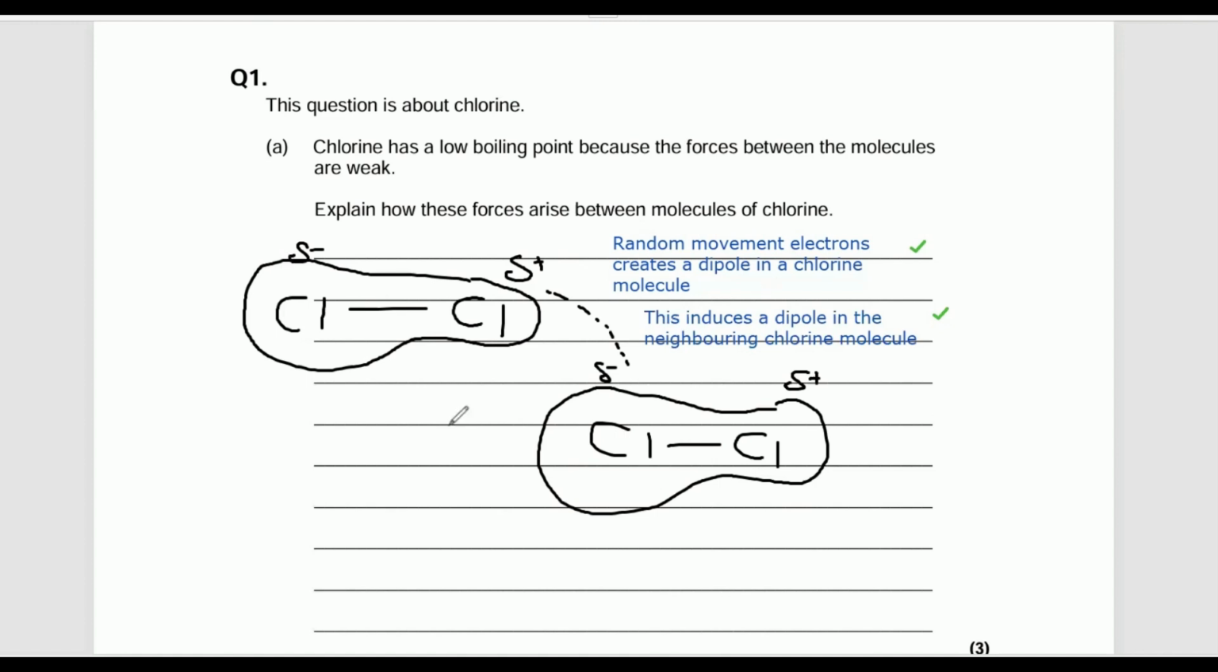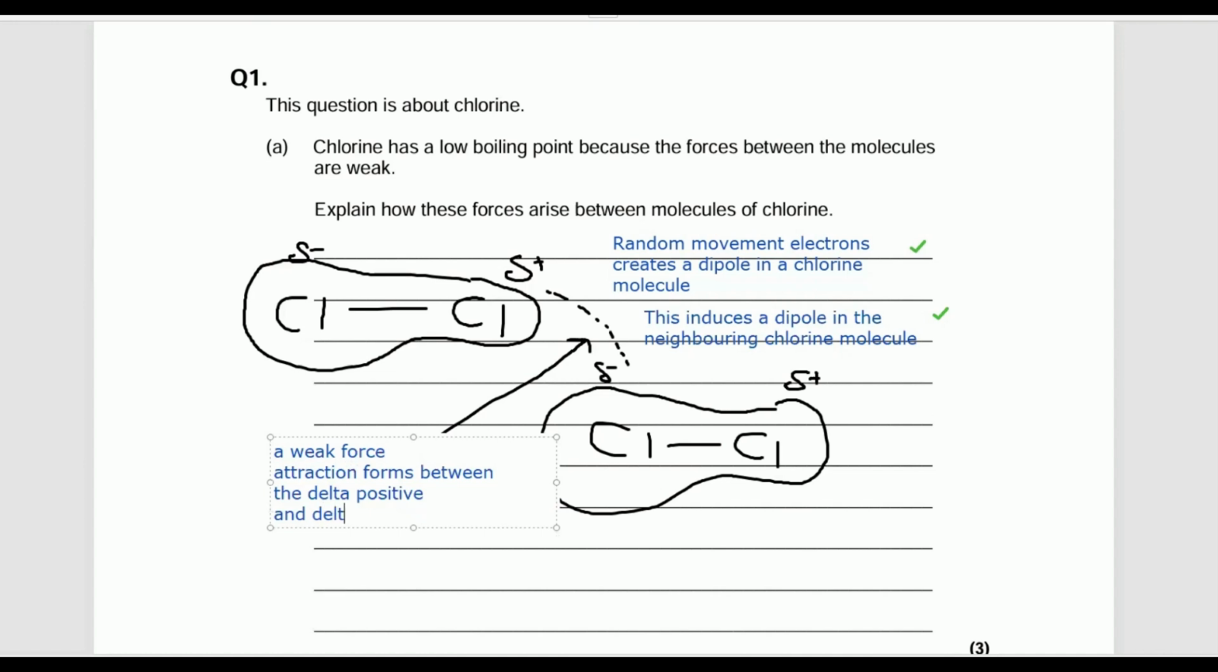And now for the third mark, we just need to describe what that is. And that is the weak force. A weak force, it's like an electrostatic force, isn't it? A weak force of attraction forms between the delta positive and delta negative chlorine atoms on neighboring or adjacent molecules. Oh my days, that was long.